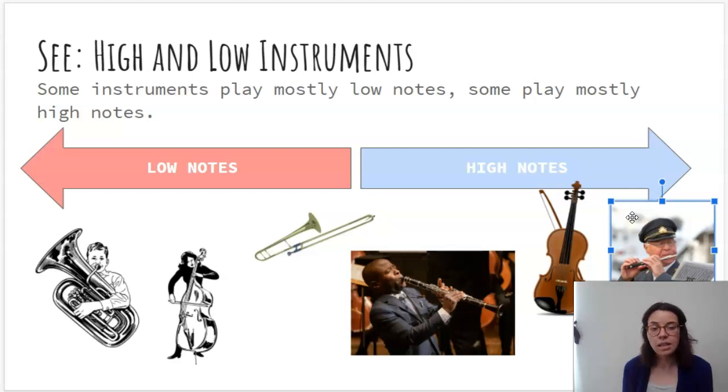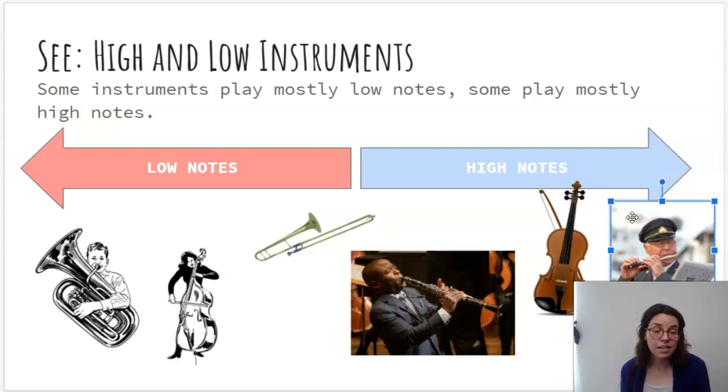Now, the gentleman playing the clarinet, he's in the middle. He's under the blue arrow because the clarinet makes higher notes than some of the other instruments, but it doesn't make notes that are quite as high as the piccolo or as the violin. The clarinet is another kind of instrument that uses air to blow through a long tube. And this one will make, I would say, medium sounds.